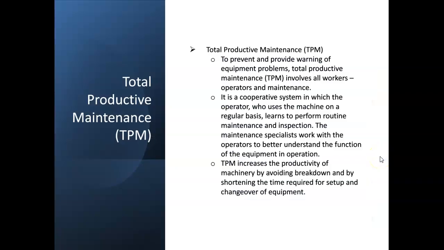We have a lean manufacturing system put in place for maintenance called TPM, or Total Productive Maintenance. So, total productive maintenance is a way to also prevent and provide warning of equipment problems. It involves both the operators and maintenance personnel. They work in a cooperative manner to make sure that routine maintenance inspections are performed.